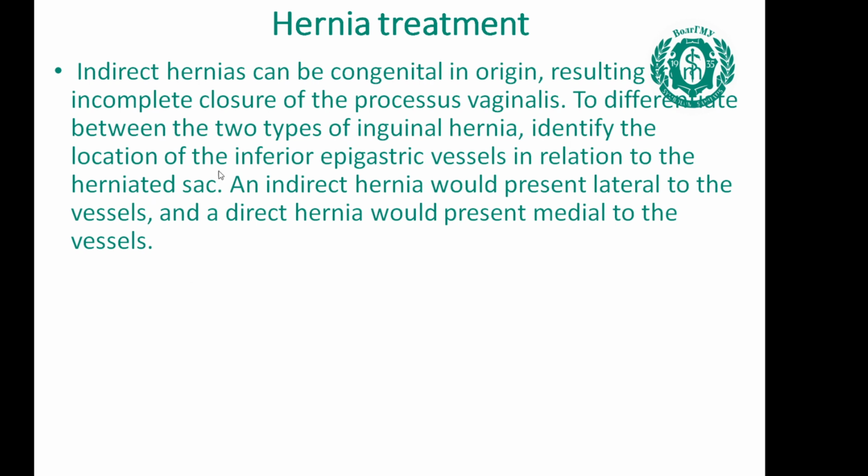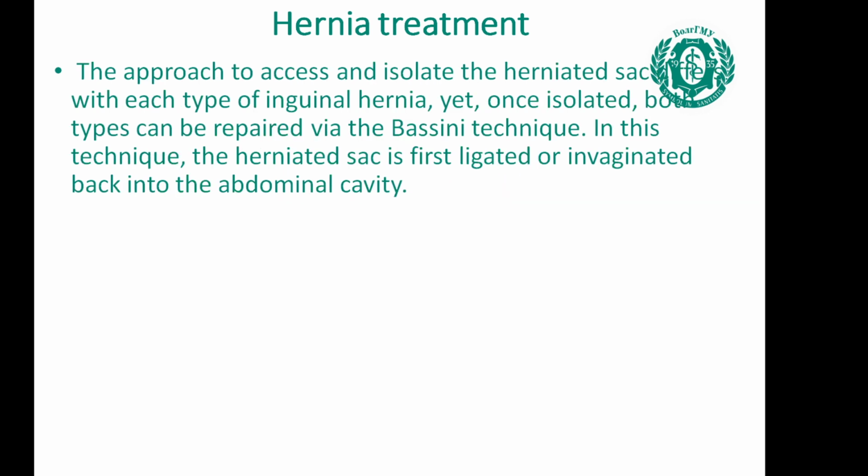To differentiate between the two types of inguinal hernia, identify the location of the inferior epigastric vessels in relation to the herniated sac. An indirect hernia would present lateral to the vessels, and a direct hernia would present medial to the vessels. Remember the previous table with the characteristics of different types of hernia, and you will get the correct information.